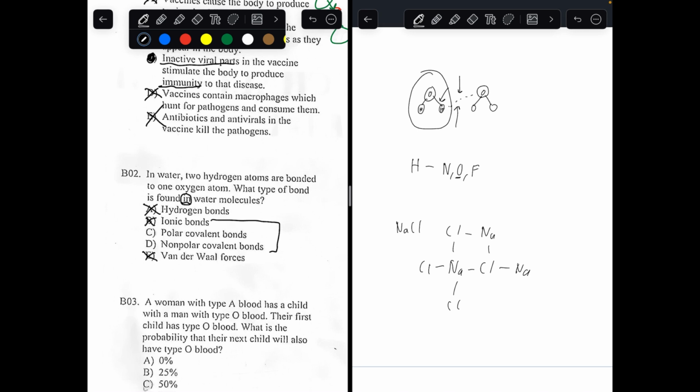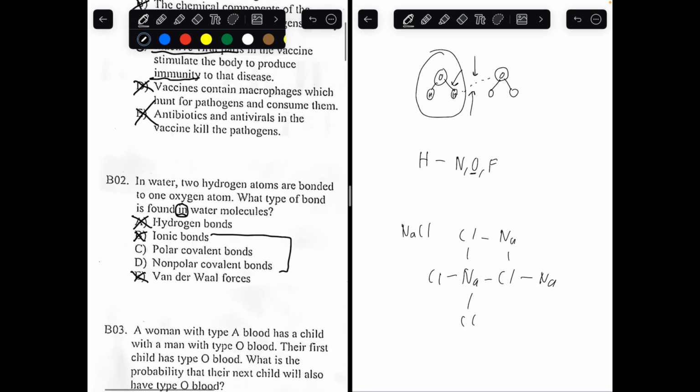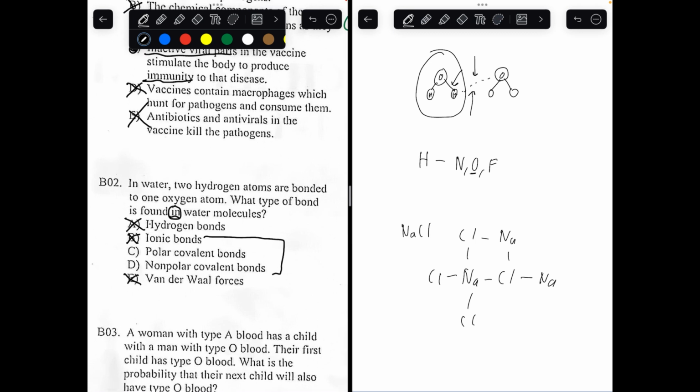Between polar and nonpolar is a lot easier to differentiate compared to ionic. Another thing to add is that ionic bonds are formed between metals and nonmetals, and water is formed between 3 nonmetals. So it cannot be B. It cannot be an ionic bond.